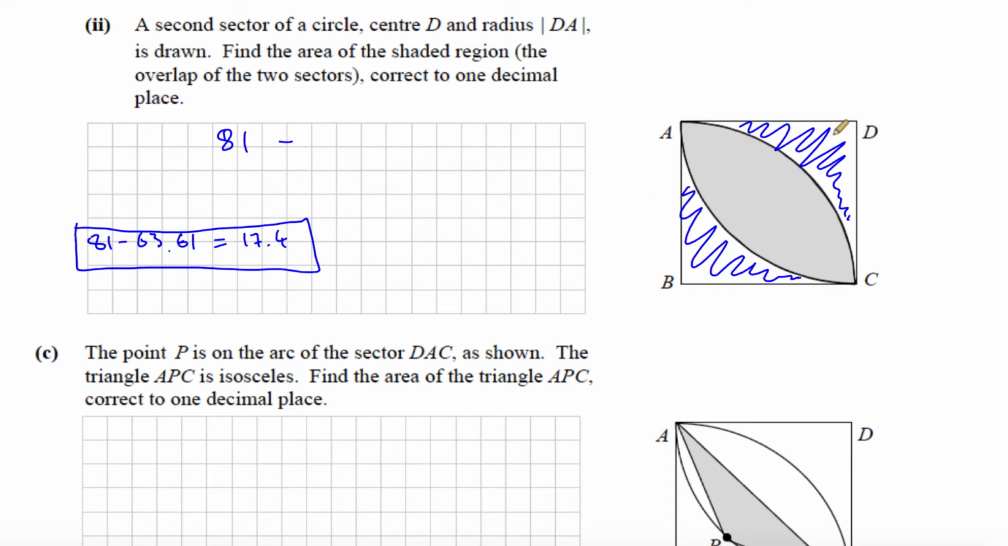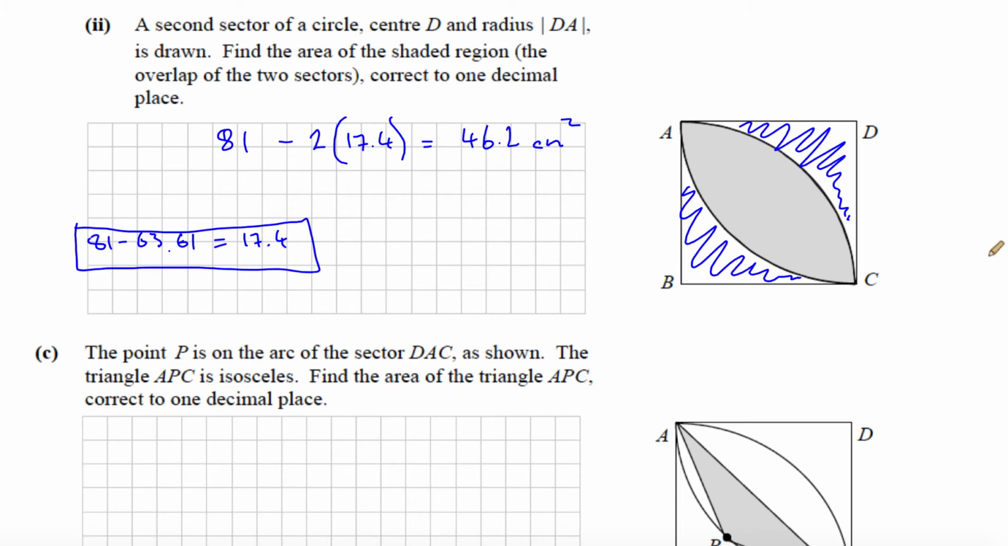So we're going to be taking 2 of those away for this region in the middle here. So it's 81, the total area of the whole square, minus these 2 blue regions. So minus twice this here, 17.4. So what that gives us then is 46.2 centimeters squared. So that's the area of this region in here, correct to one decimal place.